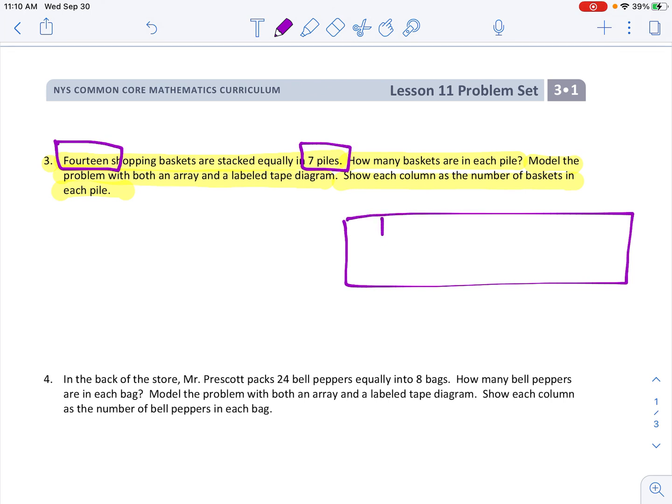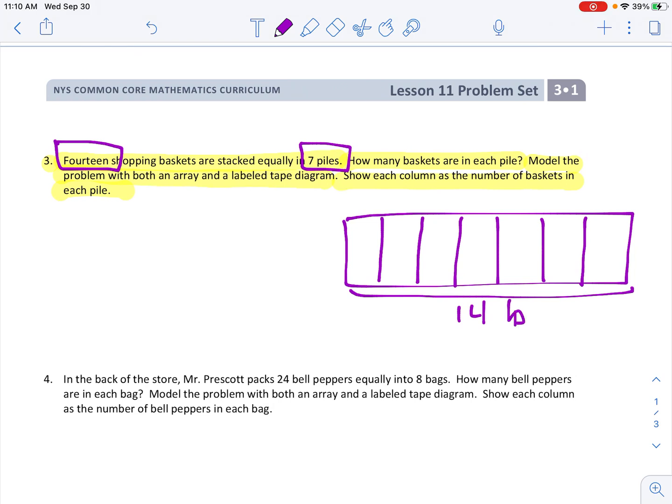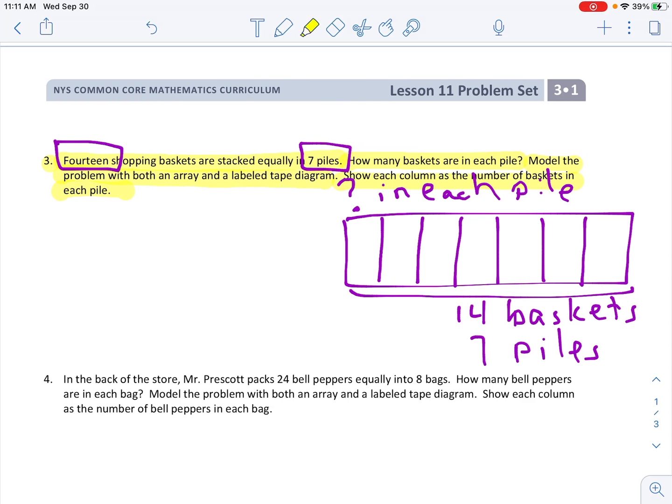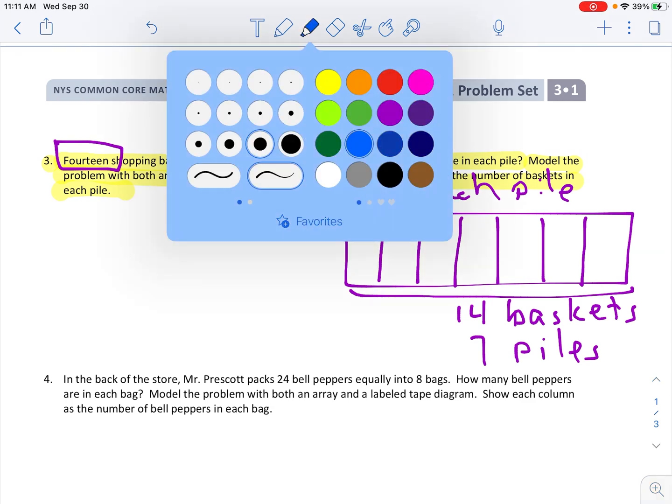I need 7 piles of shopping baskets. 1, 2, 3, 4, 5, 6, 7. I have 7 groups. 1, 2, 3, 4, 5, 6, 7. Yep. So what I know for sure is I have 14 baskets, and I know I have 7 piles. What I don't know is how many in each pile. That's my unknown.